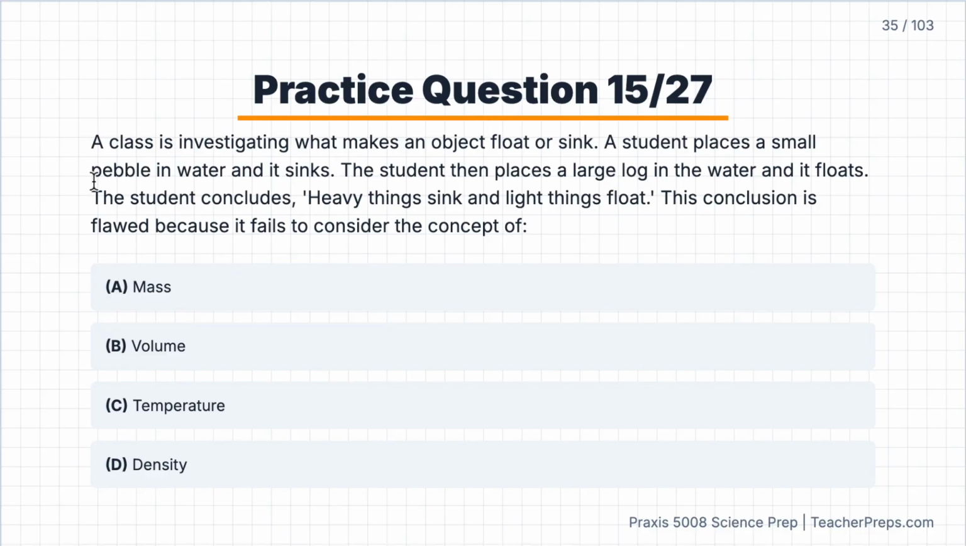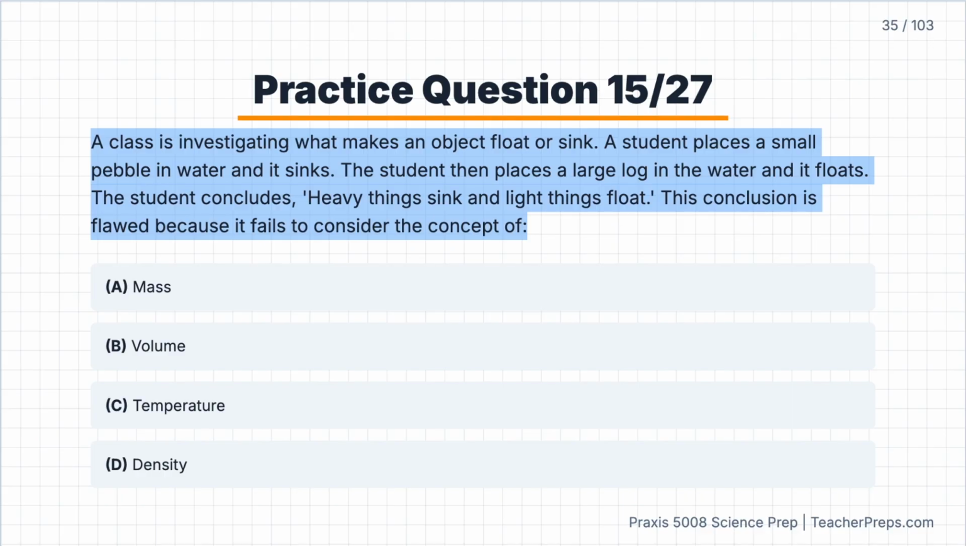Question number 15. This looks like a long one. Here we go. A class is investigating what makes an object float or sink. A student places a small pebble in water and it sinks. The student then places a large log on the water and it floats. The student concludes, heavy things sink and light things float. This conclusion is flawed because it fails to consider the concept of, is it mass, volume, temperature, or density?